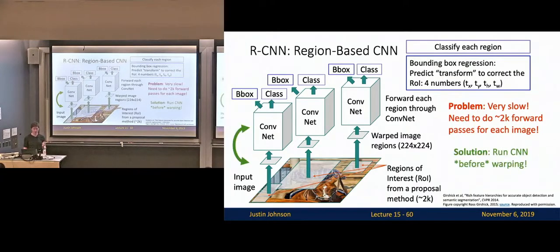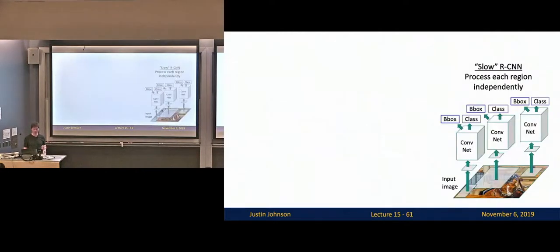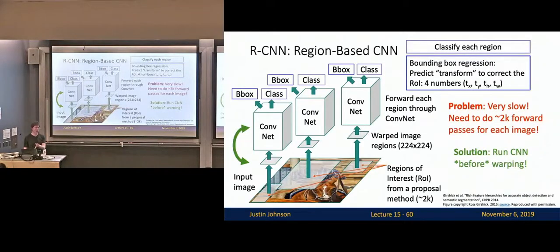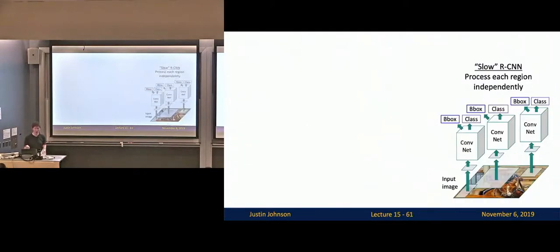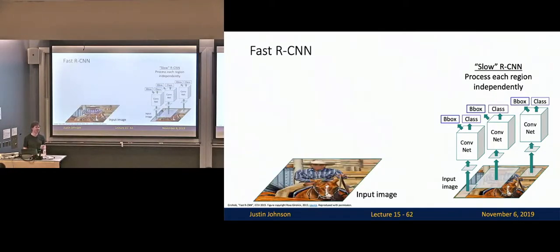The way that people have made this process faster is basically to swap the CNN and the warping. And that will allow us to reshare a lot of computation across different image regions. So how does that work? Well, if we take this RCNN method, actually nowadays people call it slow RCNN just because it's so slow. And the alternative method is of course fast RCNN. So fast RCNN basically is going to be the same as slow RCNN, except we're going to swap the order of convolution and region warping.